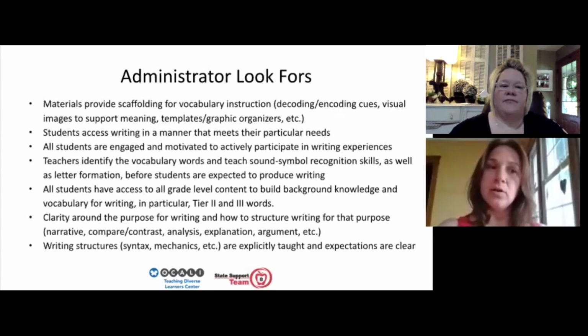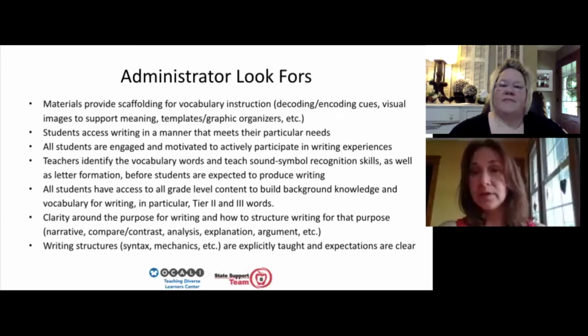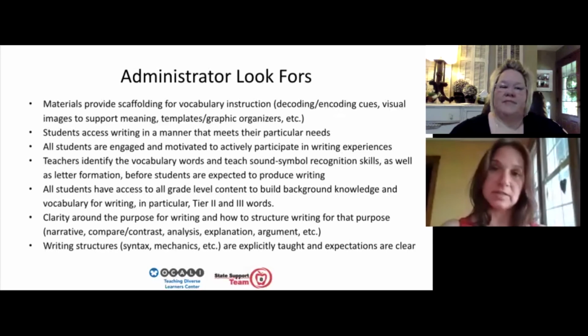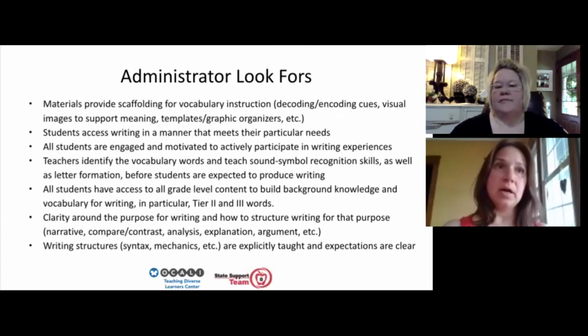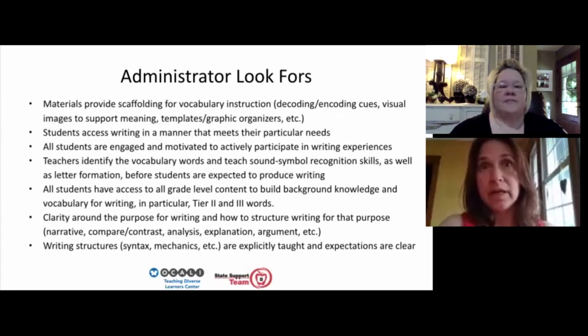Also, you can look at, are all students engaged and motivated to actively participate in writing experiences? So this is something, engagement is huge, because without engagement, students are not going to invoke a way to really understand the material or to learn.